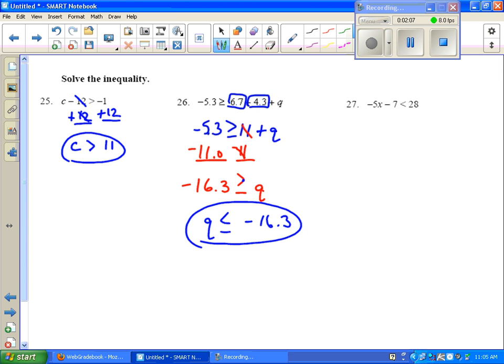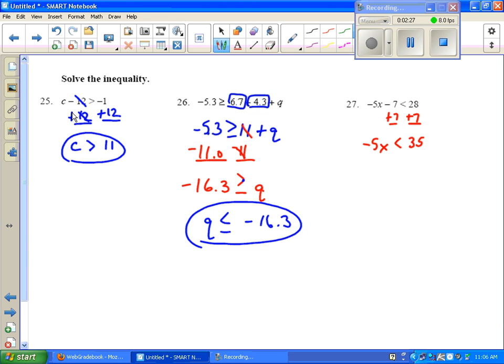to -16.3. For number 27, get rid of -7 by adding it. Add it to the left, add it to the right. 28 plus 7 is going to be 35. Bring down your -5x. All we did was add 7, so less than is going to stay less than. So you have -5x is less than 35.